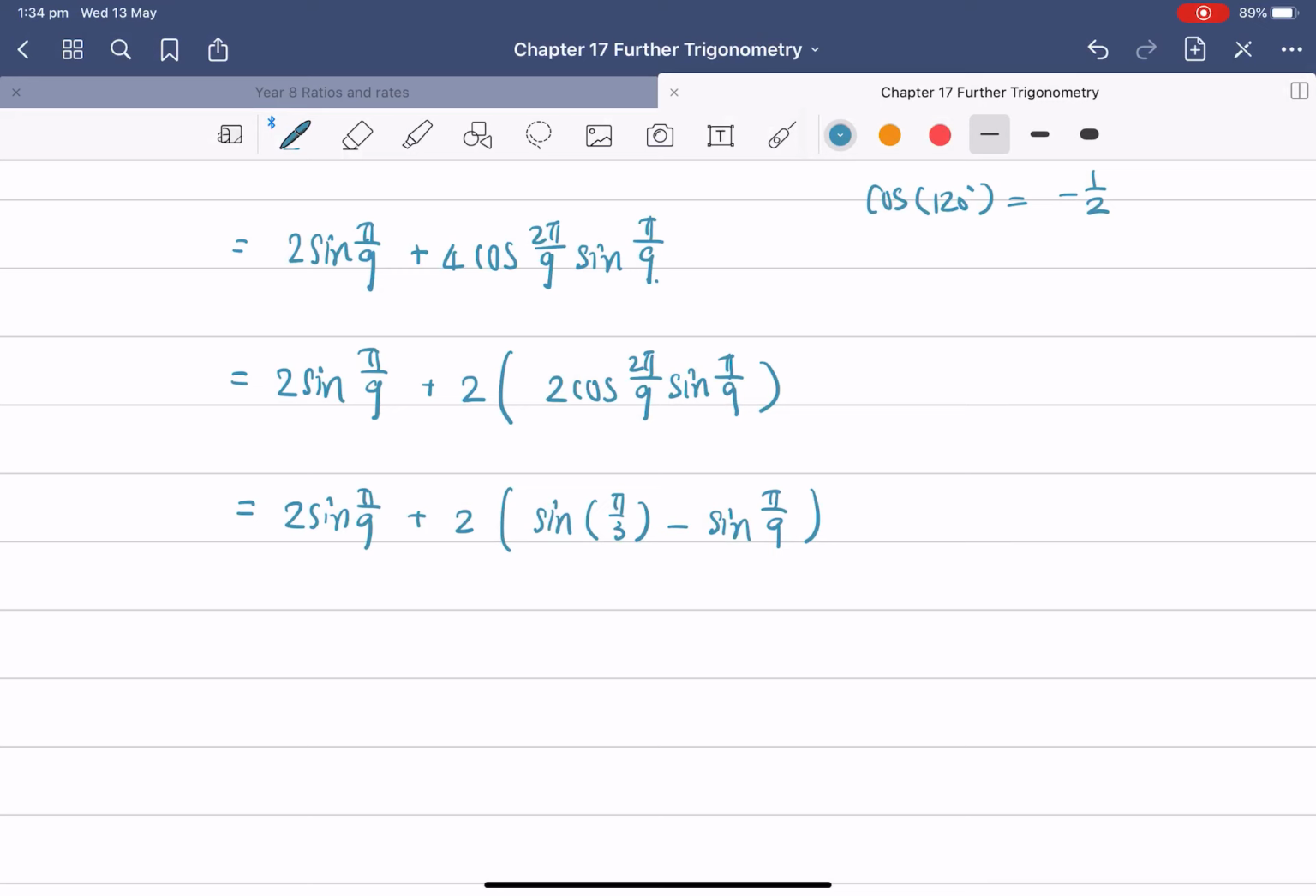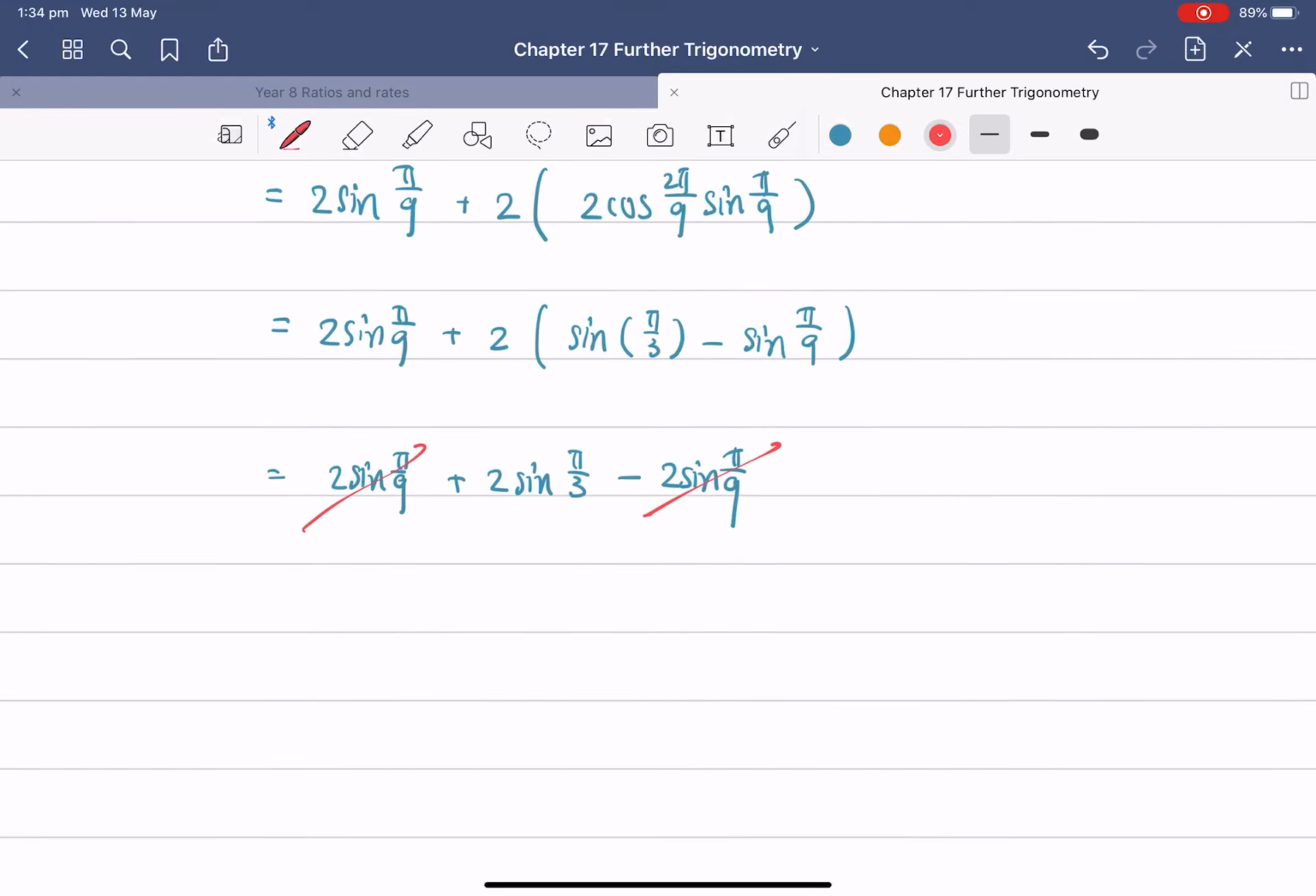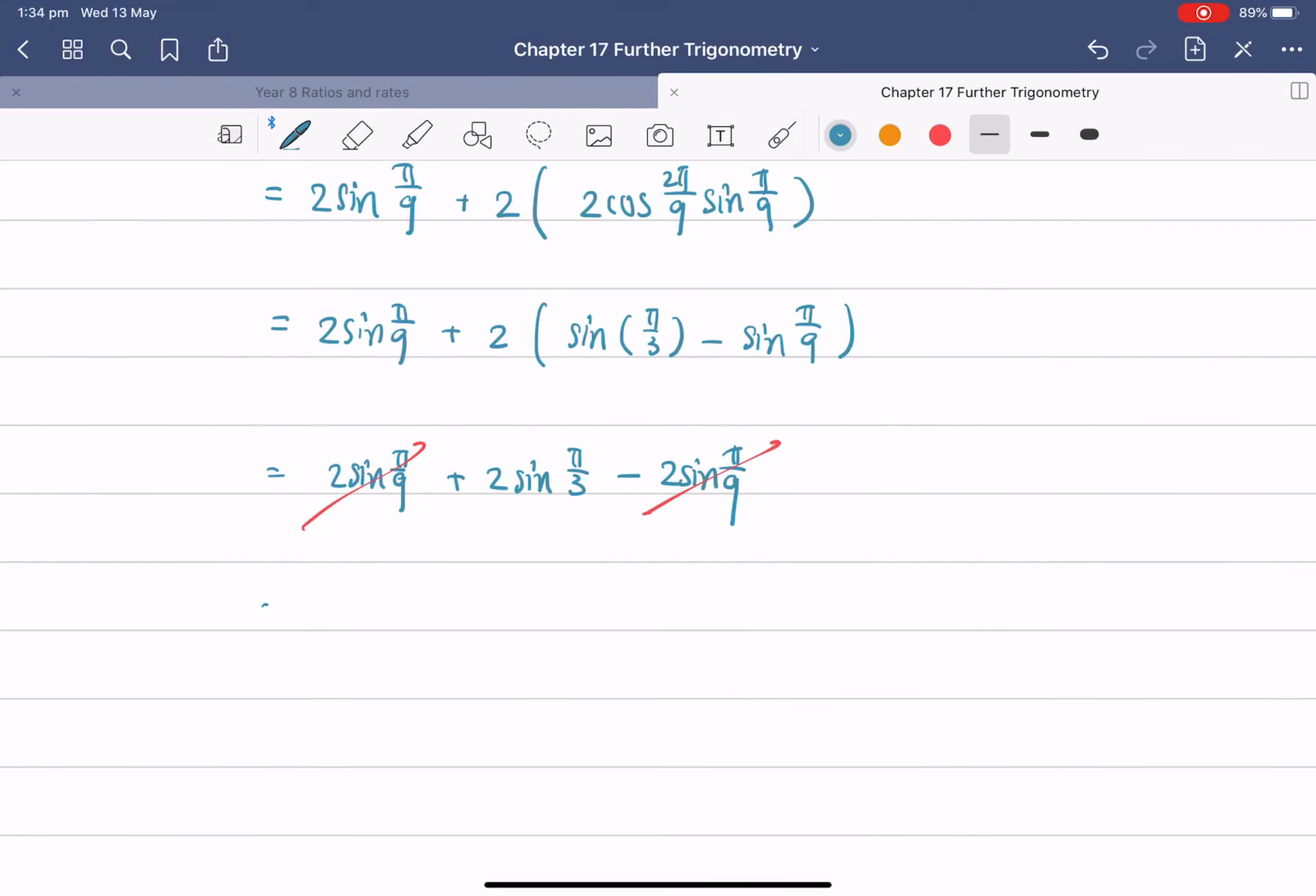Now if you look at this, sine pi on 9 plus 2 sine pi on 3 minus 2 sine pi on 9. Luckily, we can just cross these two out because they are not special angles. And then pi on 3 is 60 degrees. So we have square root of 3 over 2 because sine 60 is root 3 over 2, and then that gives you square root of 3, which is the right hand side.